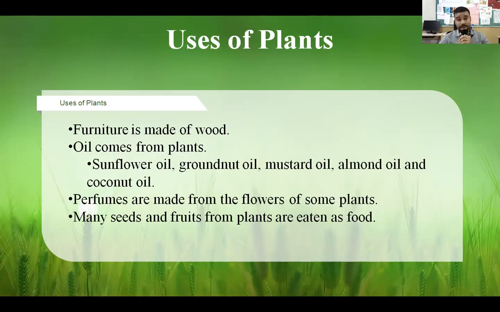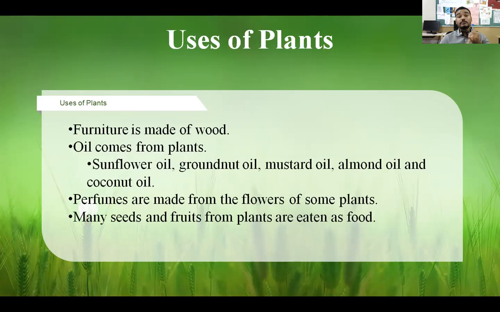Then oils. We need cooking oil, other oils, hair oils, and all that. All come from plants only. Sunflower oil, groundnut oil, mustard oil, and the very popular almond oil, and the coconut oil that we use. That is also made from plants only.